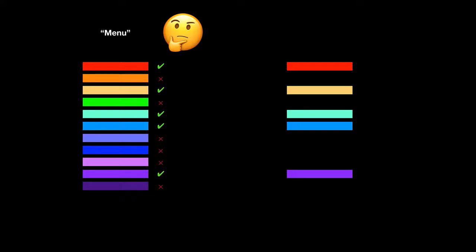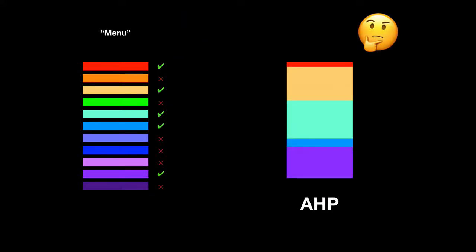And then the second thing we've done in the paper is introduce this method known as AHP, which is described in more detail in the paper, which essentially allows people to estimate the proportion of the selected ingredients.